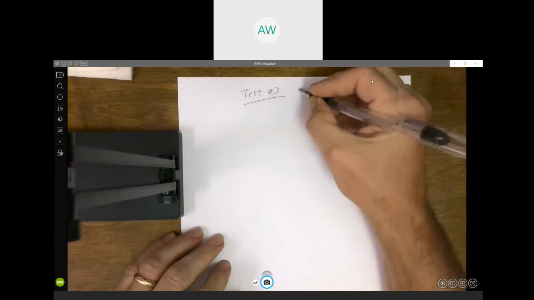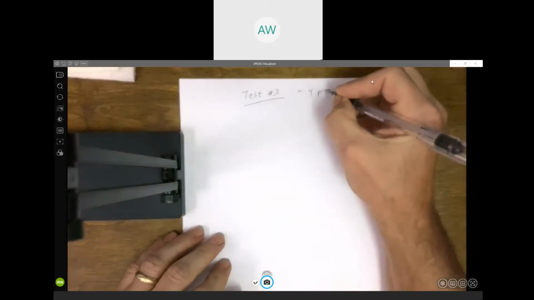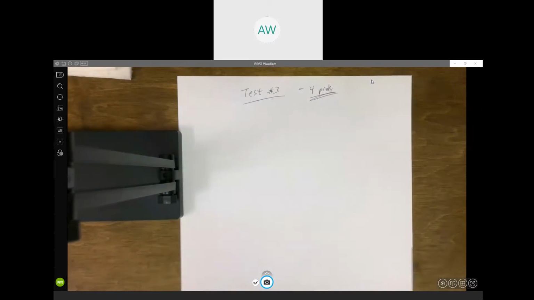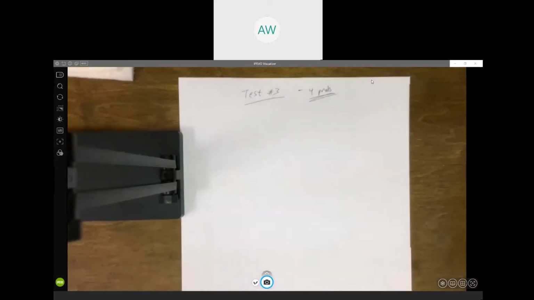There's 4 problems, just like the last test. As always, make sure you put units on your final answer. Same as the first 2 tests. It's closed book, closed notes. There are no formula sheets. So just your calculator, and those are the only resources you've got to work with.